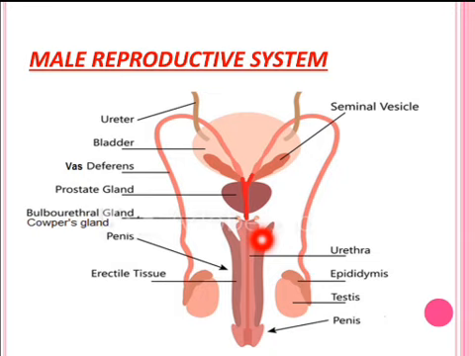Then vas deferens open into urethra through this ejaculatory duct. This urethra is the common passage of urine and sperm in human males. The distal part of this urethra passes through penis and opens outside. So this is the structure of male reproductive system.